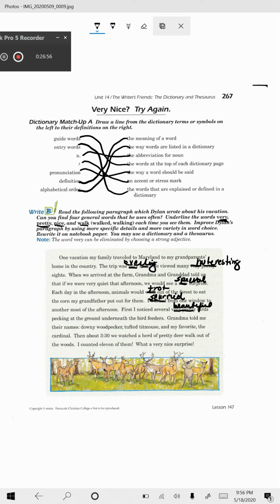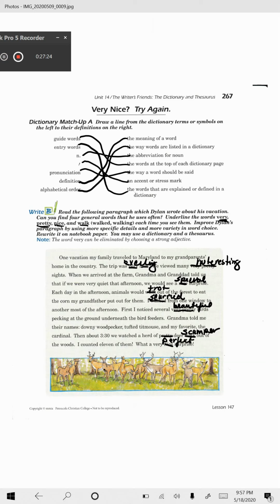Then about 3:30, we watched a herd of pretty deer. Herd of deer, can we just say deer? Walk out of the woods. Scamper. I counted 11 of them. What a nice surprise. Perfect surprise.